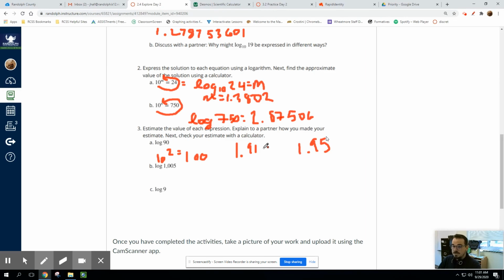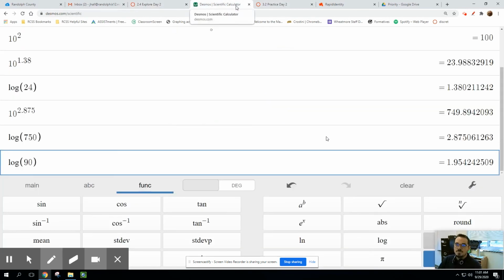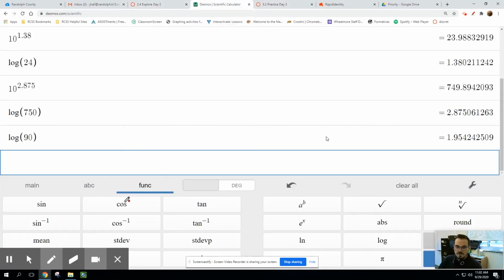Now remember part B there, it says log of 1005, and that is close to 1,000. So we know that 10 to the power of 3 is 1,000. So it's really close to 1,000. In fact, it's only 5 units away. So it's probably going to be just above 3. I would think that it's probably like 3.0. I was going to say the same thing. Good job, me. 3.001. So that's just an estimate because it's so close to that 1,000.